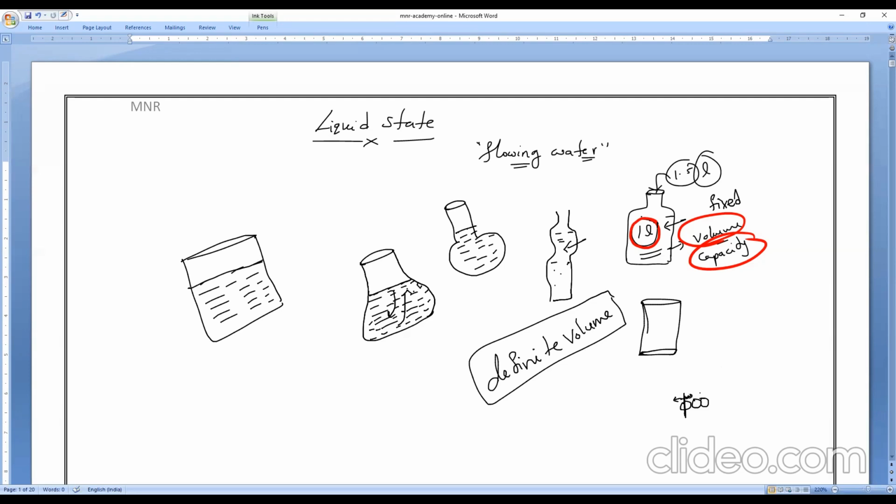Is it right or wrong, guys? But in liquids, particles have spaces between them so that they can easily move from one place to another place. Is it right or wrong, everybody? Yes, sir.